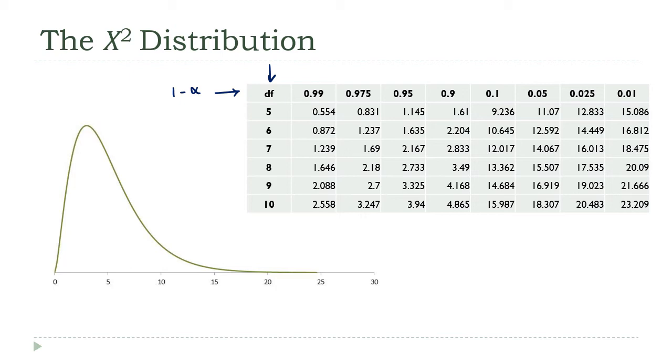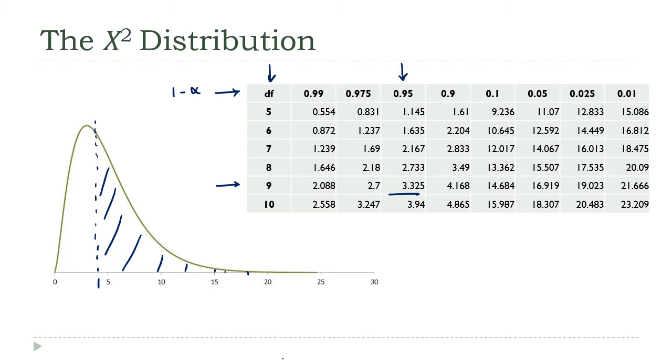For example, for a distribution with 9 degrees of freedom, 95% of the area or the population is to the right of 3.325. So if I come here, that's, I don't know, probably about here, give or take. 95% of the area is to the right of that, right?